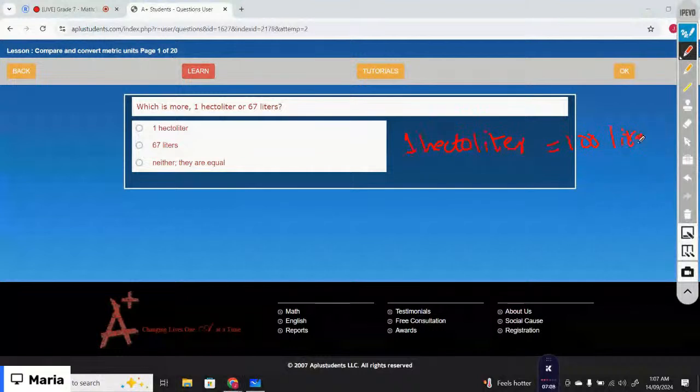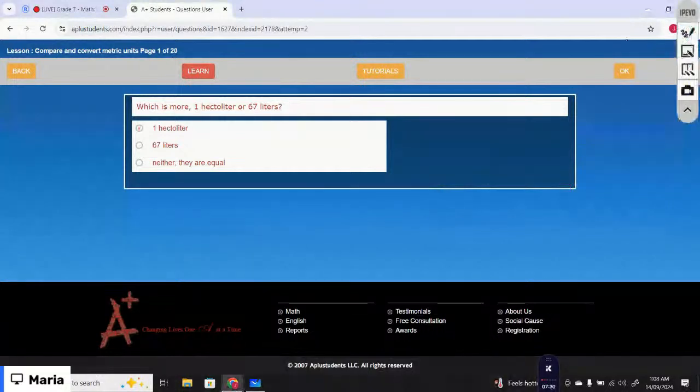So which is more? 67 liters is more or 100 liters is more? Obviously 100 liters is more, right? That means 1 hectoliter is more than 67 liters, right? The correct option is 1 hectoliter is more.